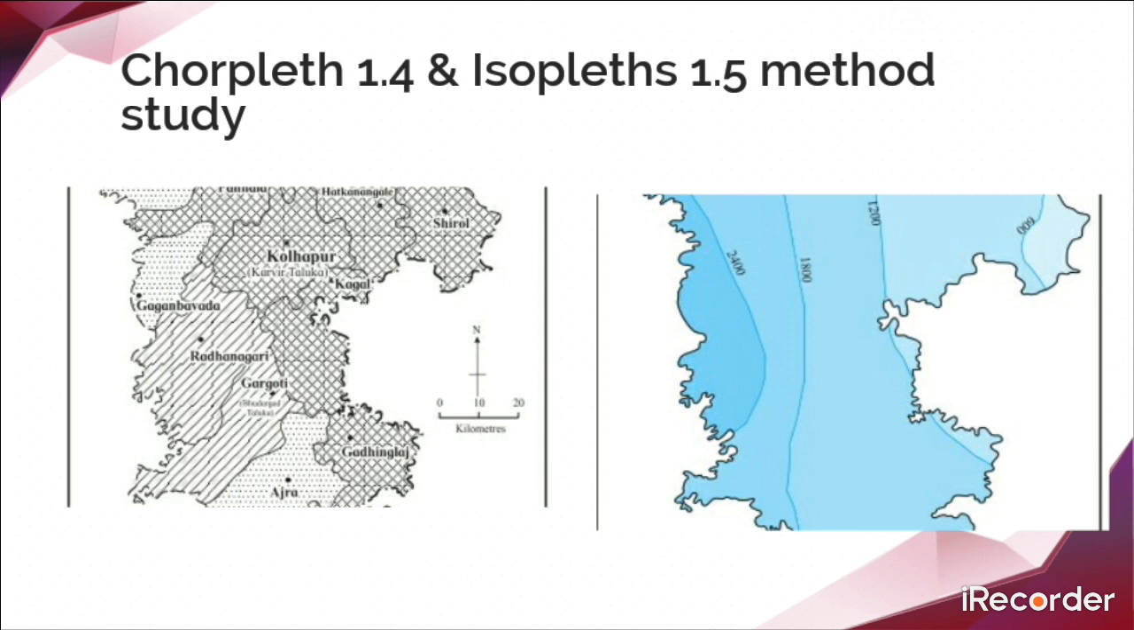1.3. In which part of the district is the rainfall more? Now see where the darkest area and continuous lines are drawn. The rainfall is more in the northern part of the district. In which direction is the rainfall decreasing? The rainfall is decreasing in the southern direction. What is the lowest value of rainfall in the district? Less than 800 millimeter. So, isopleth map.